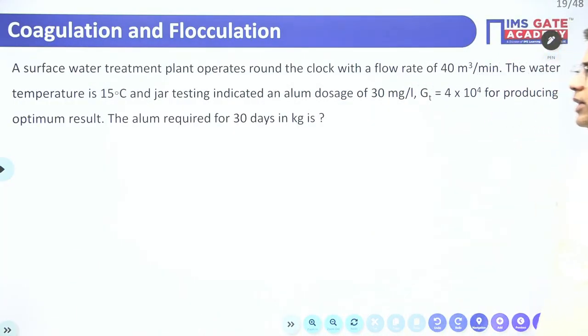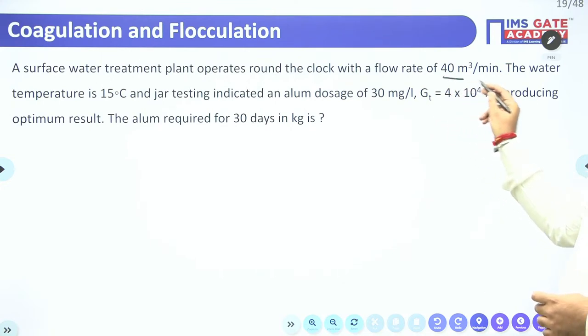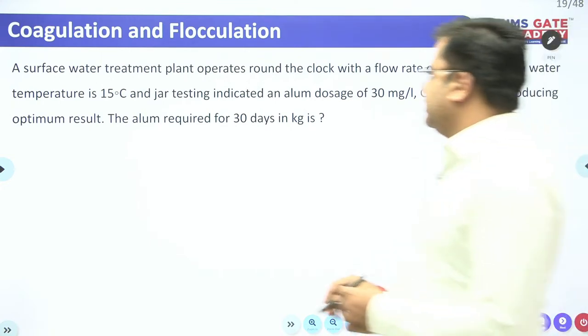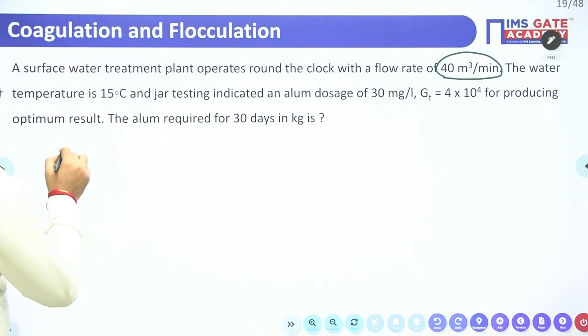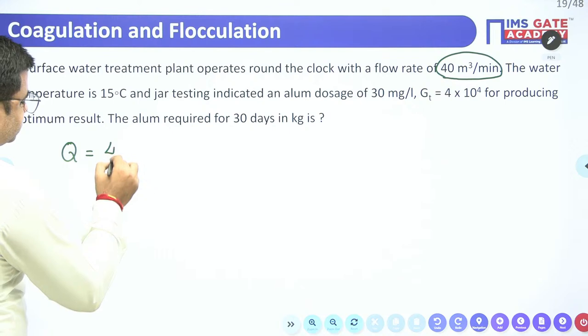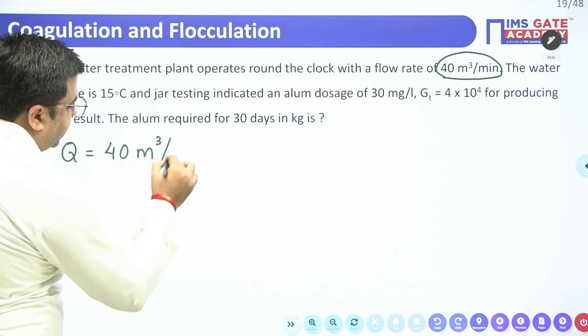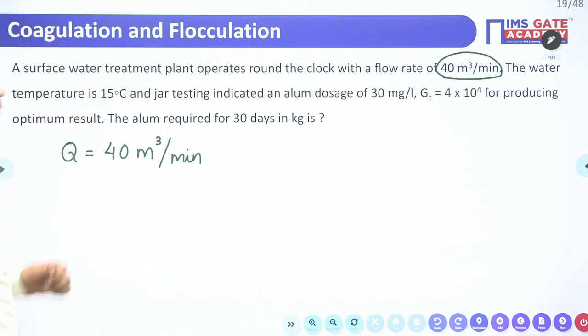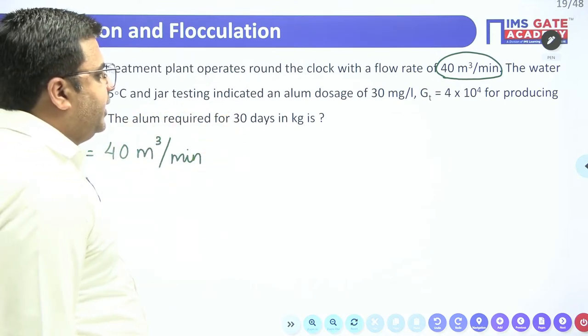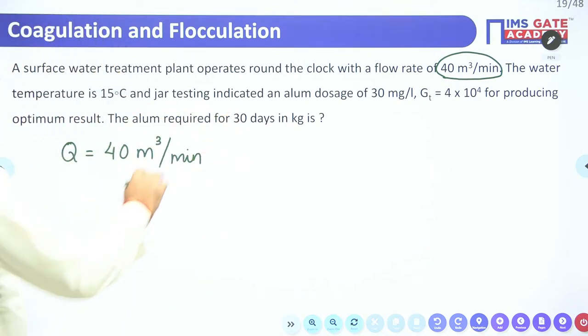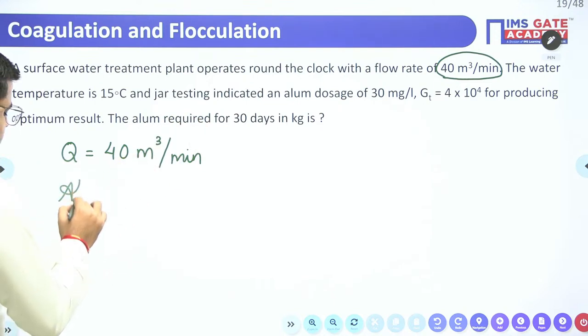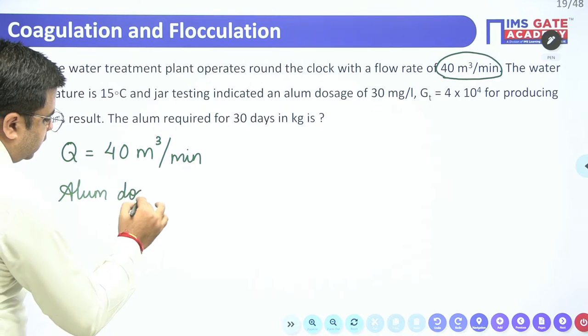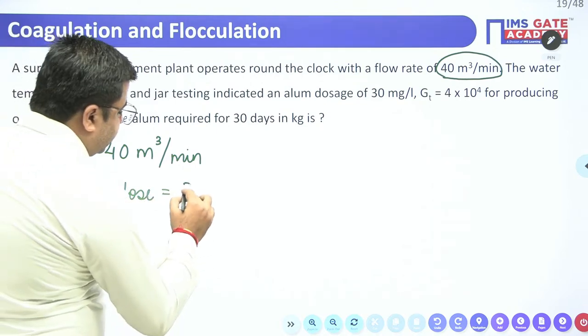The next topic of discussion is a question which says that a surface water treatment plant operates round the clock with a flow rate of 40 meter cube per minute. Again, the discharge is given. So Q is 40 meter cube per minute. The water temperature is 15 degrees Celsius and the jar testing indicated an alum dose of 30 milligram per liter. So the alum dose that we need to give is 30 milligram per liter.